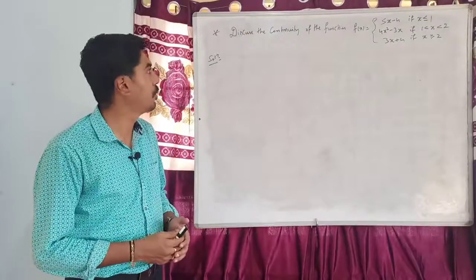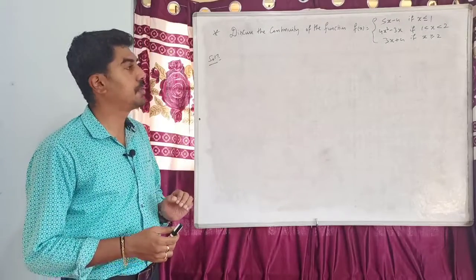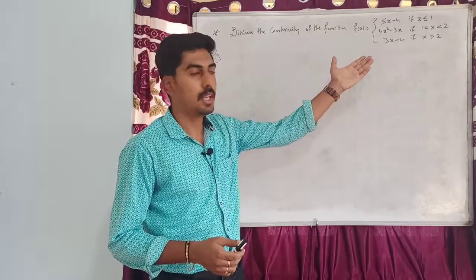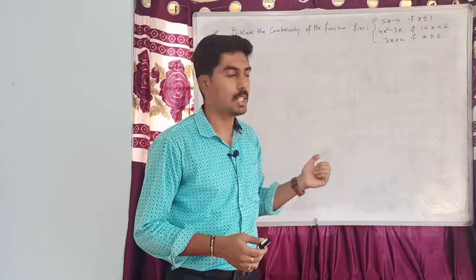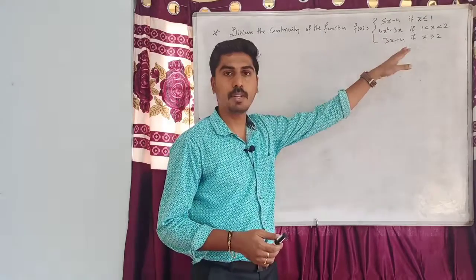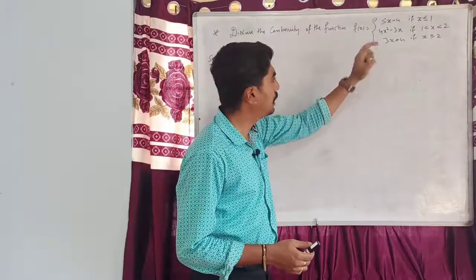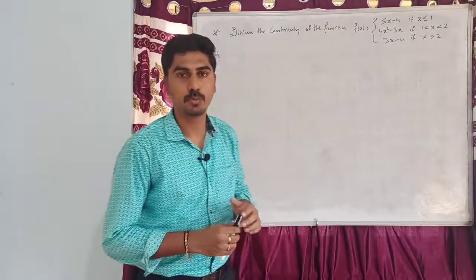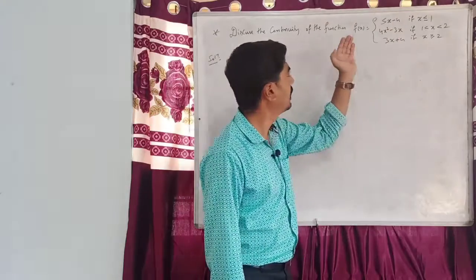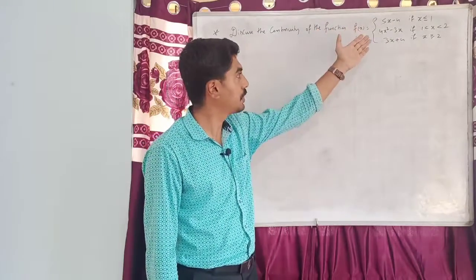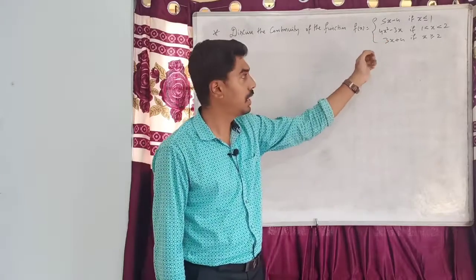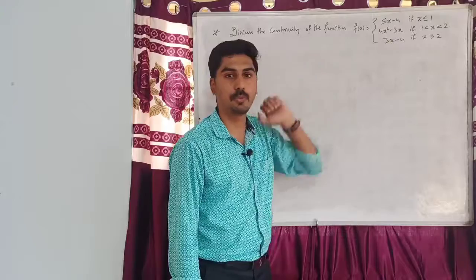Now consider this problem. Discuss the continuity of the function f of x equal to 5x minus 4 whenever x is less than or equal to 1, 4x square minus 3x if x is greater than 1 and less than 2, 3x plus 4 if x is greater than or equal to 2. If you observe here, until 1 the f of x is equal to 5x minus 4, between 1 and 2 it is equal to 4x square minus 3x, and greater than 2 it is 3x plus 4.